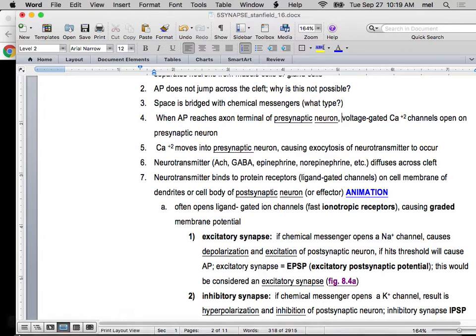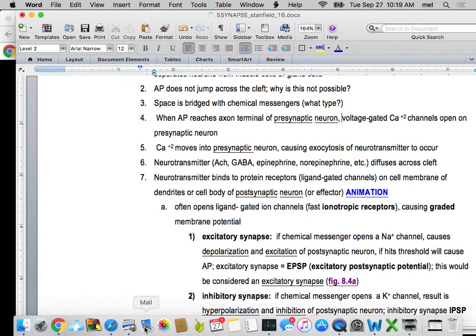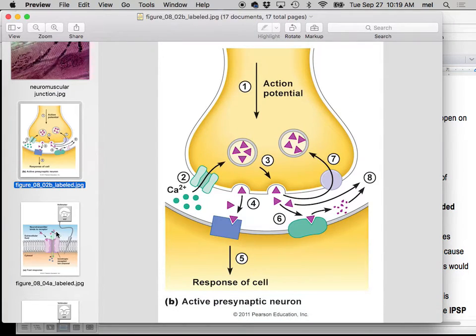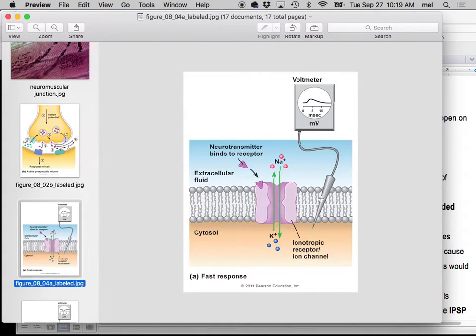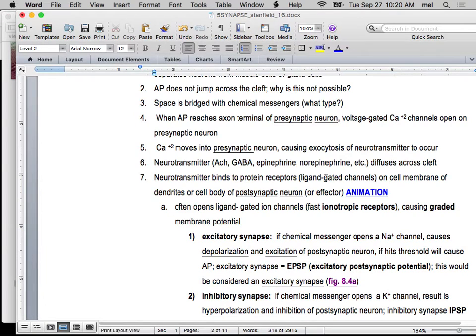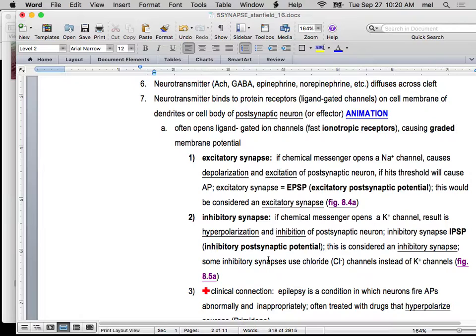So let me show you what that means. Here's one right here. Ignore potassium for a second. The neurotransmitter binds to a chemical-gated sodium channel, and obviously more sodium moves in than potassium moves out. So I am depolarizing, which means I'm excitatory. You describe what's happening on the postsynaptic cell as an EPSP, excitatory postsynaptic potential.